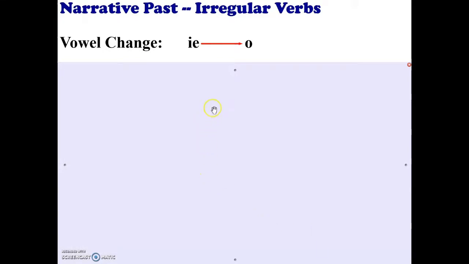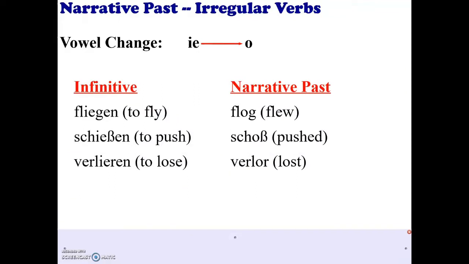Our next vowel change, IE changing to O. Some of the verbs that we've seen before. Fliegen becomes flog, schießen, schoss, und verlieren, verlor.